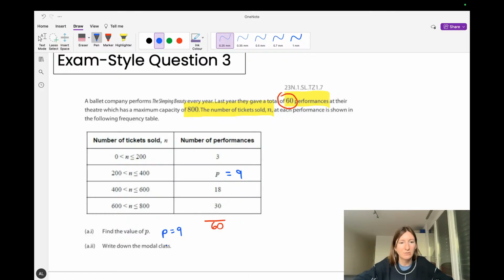Then write down the modal class. So modal class, remember, is a whole interval, one of these. Which one has the most frequency, the highest frequency? Well, 30. 30 performances is the highest amount, so the highest amount of tickets sold. But we're not going to write down 30 because we want the modal class. So you have to write down the whole thing, 600 and 800, the whole thing. That's a nice, easy 1 mark situation.